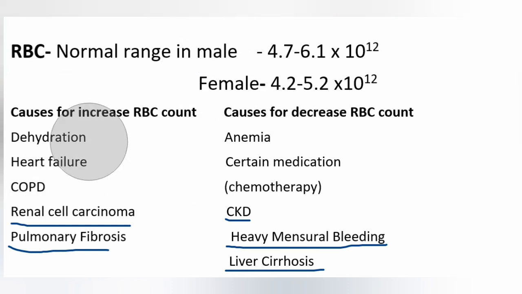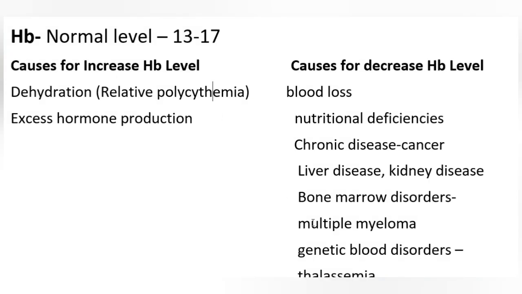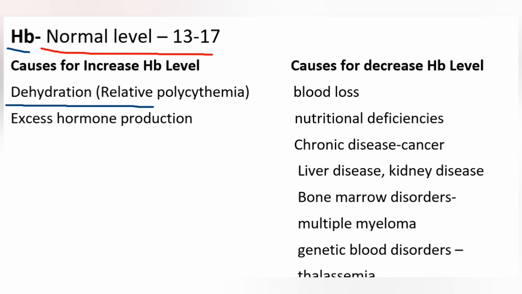Hemoglobin normal level is 13 to 17. Causes for increased hemoglobin level, for example: dehydration, relative polycythemia, excess hormone production.